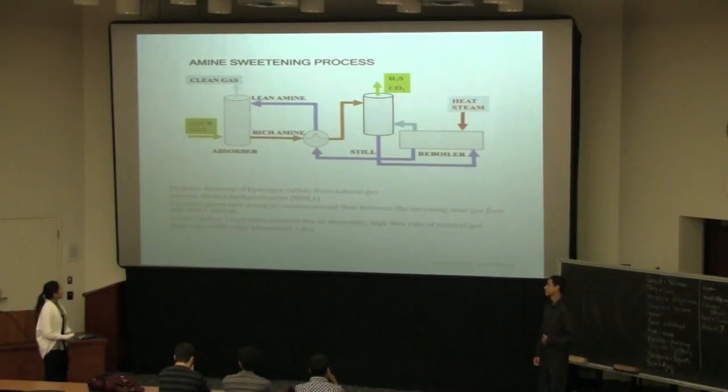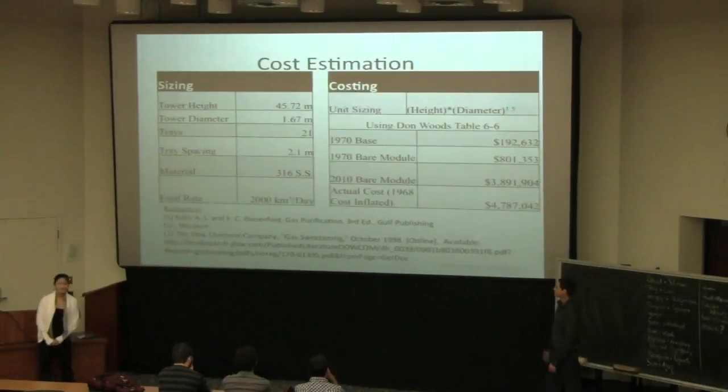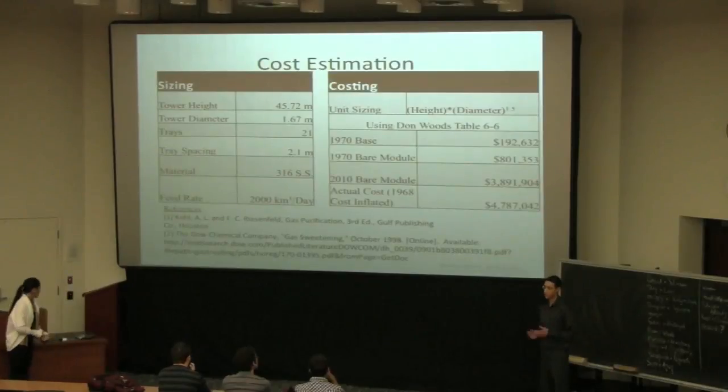Our tower was chosen to be a tray tower because of its incredibly high flow rate of natural gas at 3,000 cubic kilometers per day. All right, so this is just a quick estimation of our cost. So first we had to do our sizing of it. Our tower is about 45.7 meters high, 1.67 meters wide, or in diameter. It's just odd numbers because they're all imperial units converted to meters. It's a 21 tray tower, so 2.1 meter spacing.